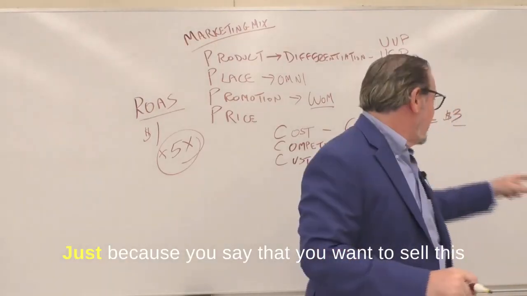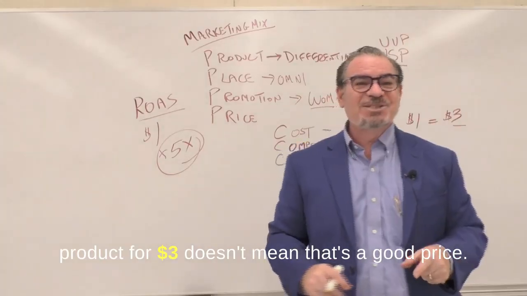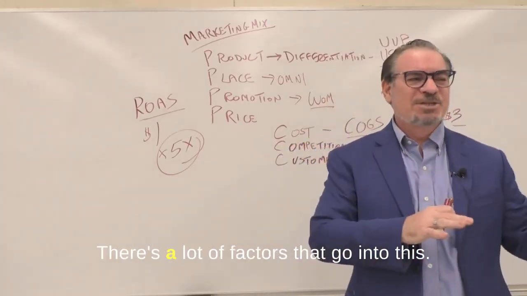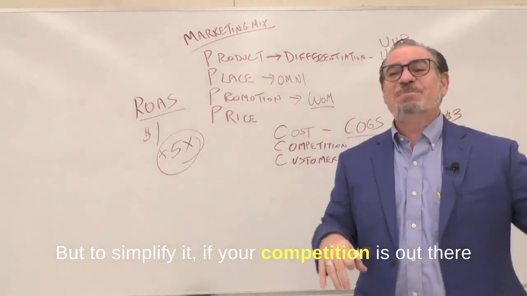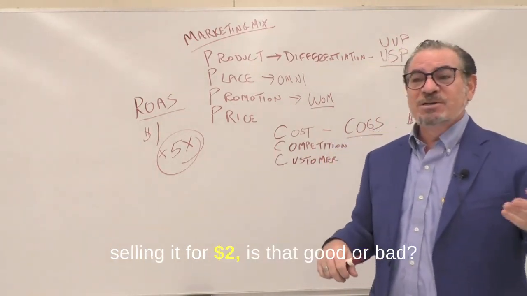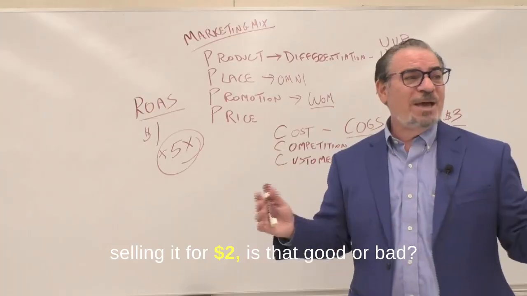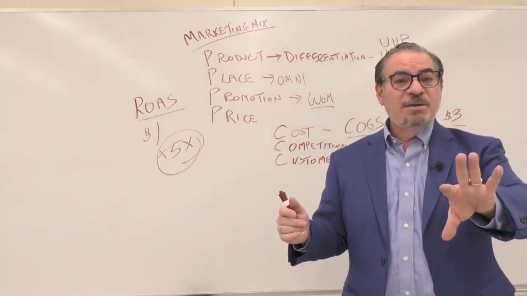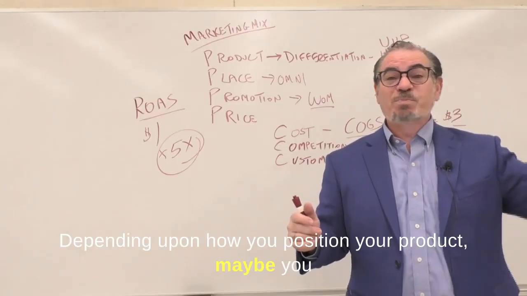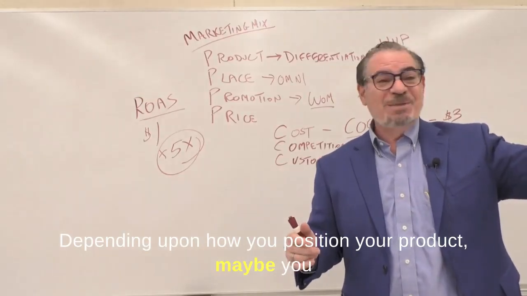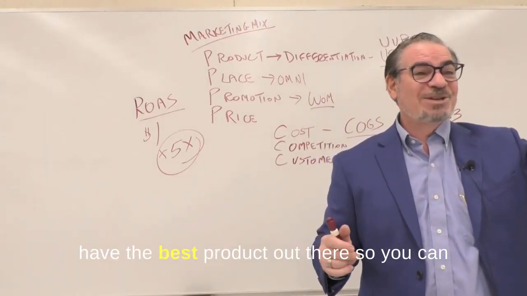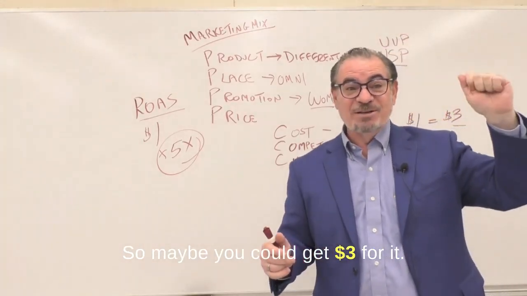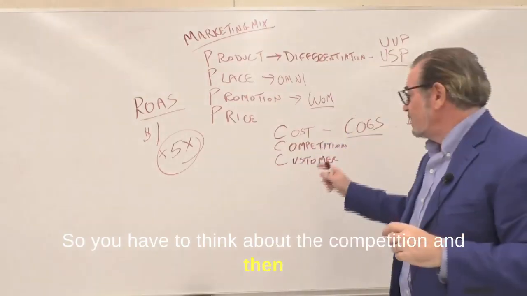Just because you say that you want to sell this product for $3 doesn't mean that's a good price. There's a lot of factors that go into this, but to simplify it, if your competition is out there selling it for $2, is that good or bad? It could be bad, but it could be good depending upon how you position your product. Maybe you have the best product out there so you can sell for a little more money, right? So maybe you could get $3 for it. So you have to think about the competition.